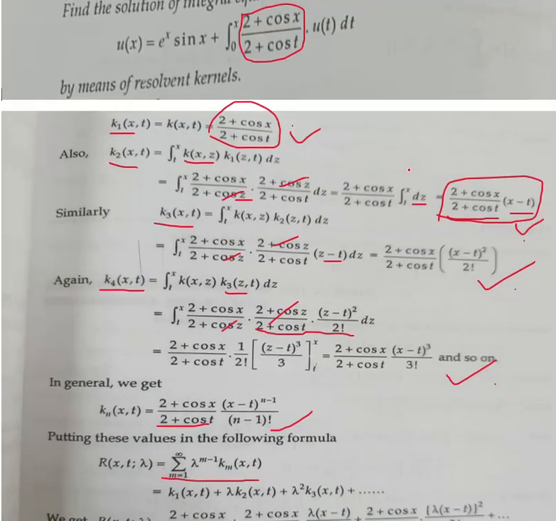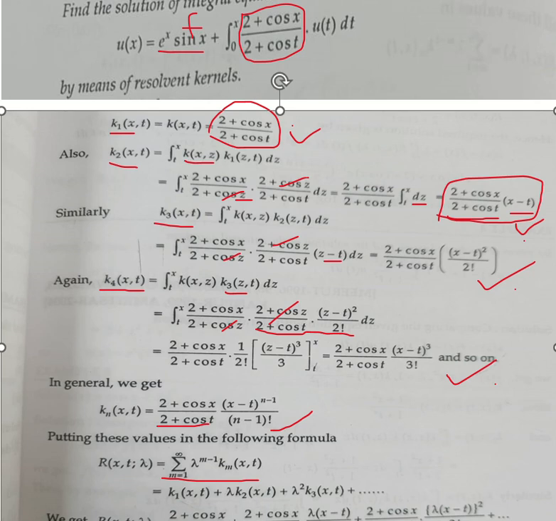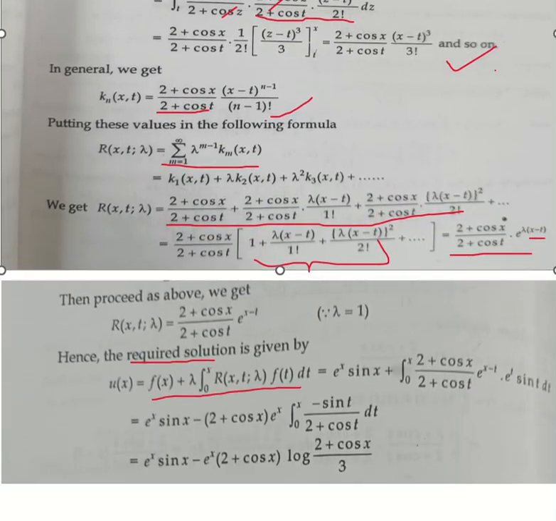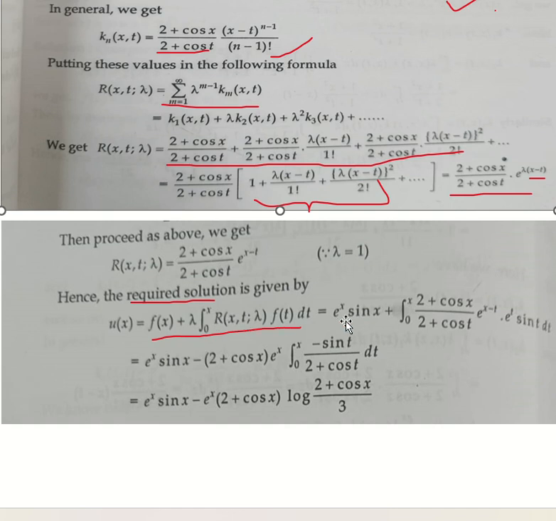Now, if you see the question here, it is u of x is equal to e power x sin x plus integral. So this first term is nothing but our f of x. Okay, so this is our f of x, correct? And this we took as kernel. So I'm going to take the same thing. So from the question my f of x is nothing but e power x sin x. So this is my f of x plus lambda integral from 0 to x.